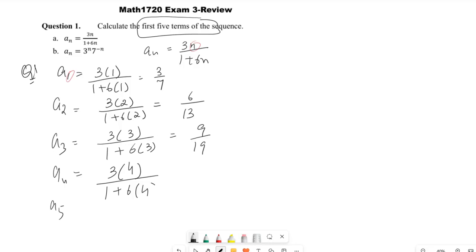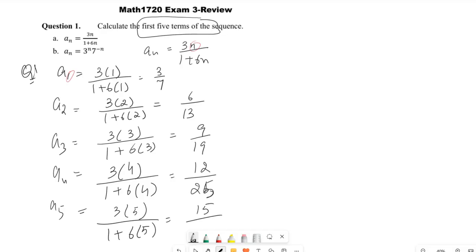a4 is 3 times 4 over 1 plus 6 times 4, which is 12 over 25. a5 is 3 times 5 over 1 plus 6 times 5. That's 15 over 30 plus 1, 31. So these are the 5 terms of the first sequence.